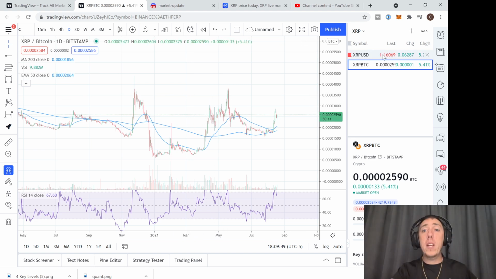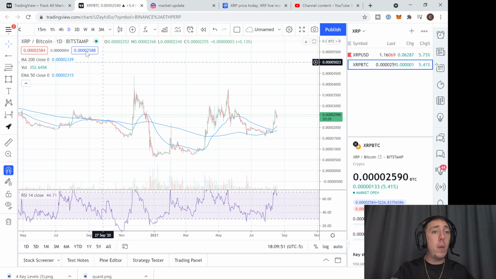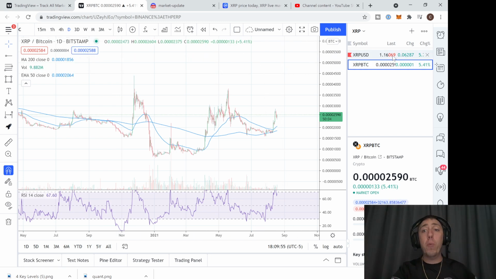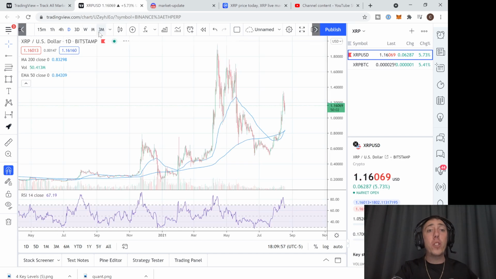So what we're going to do is we have the US dollar pairing, and we also have the Bitcoin pairing. And the Bitcoin pairing is going to be on Bitstamp. Now, we'll go back to that later. So what you want to do is zoom out this chart as far back as possible so you get an overall idea of what's going on.